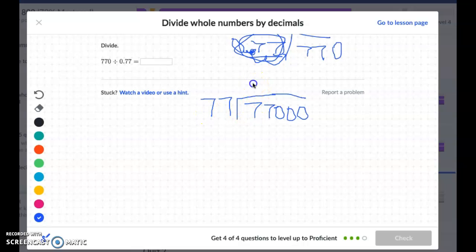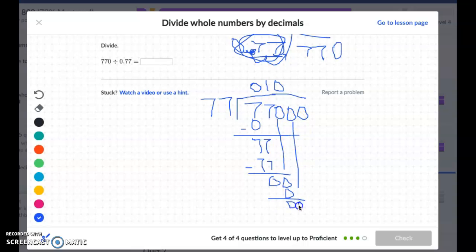77 fits into 0. I'm sorry, 7 0 times. 0 times 77 is 0. Subtract and get 7. Bring down my 7. 77 fits into 77 one time. 1 times 77 is 77. Subtract and get 0. Bring down that first 0. 77 fits into 0, 0 times. 0 times 77 is 0. Subtract and get 0, and bring down my next 0.